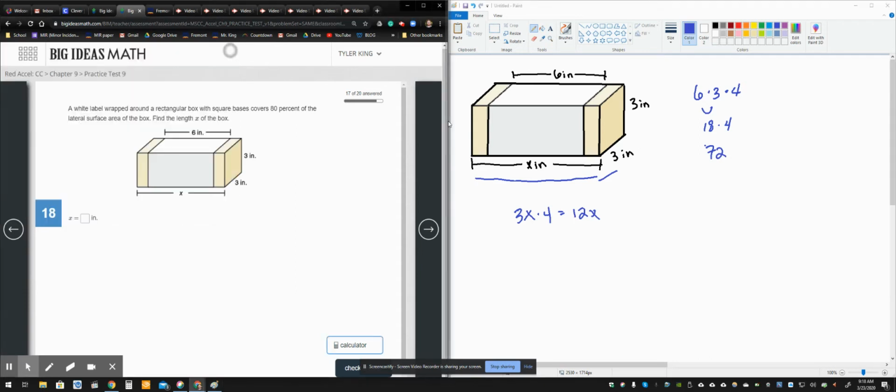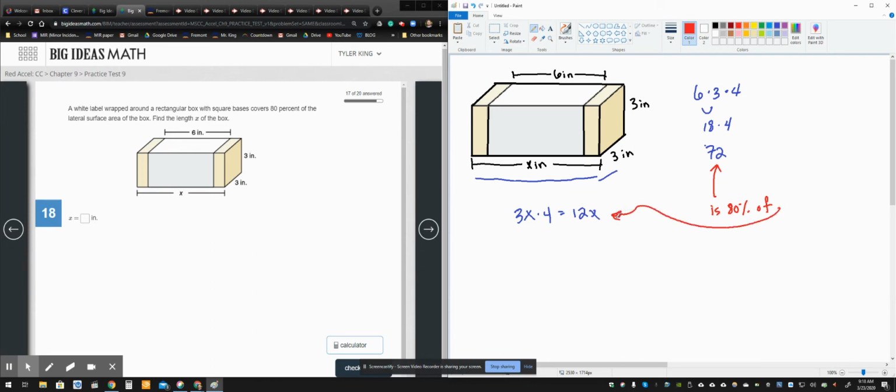Now, what this is saying is that the white label wrapped around the rectangular box with square bases covers 80% of the lateral surface area. What we're saying is that this 72 is 80% of this 12x, the whole thing here. So we can use our formula that A is equal to P times W and say that 72 is equal to our percent, which is 80, so it's going to be 0.8 because it's got to be in decimal form, times our whole, which would be 12x. And at this point, we can just solve for x.